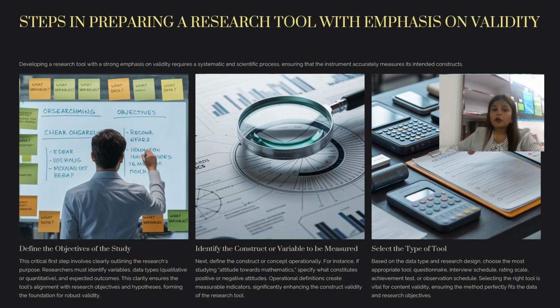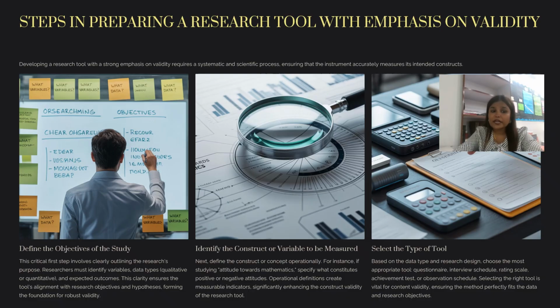For example, if the objective of the study is the effect of teaching methods on student achievement, the tool must measure the achievement, not the motivation or interest. So, a clear objective ensures alignment between research questions, hypothesis, and the tool, which strengthens the validity right from the start. The second one is to identify the construct or variable to be measured.